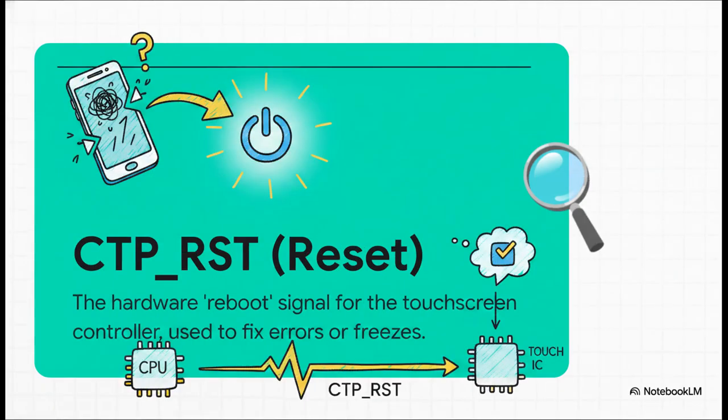Next up is a signal that, let's be honest, we can all relate to. The reset line, or CTP_RST. This is literally the hardware version of "have you tried turning it off and on again?" If the touchscreen controller ever gets confused or freezes up, the phone's main processor can send a quick pulse down this line to force a reboot and give it a fresh start.